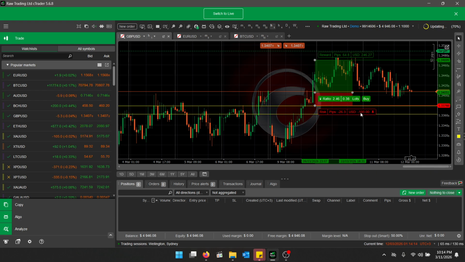And still I'm risking $100, but because I've reduced the distance, the pips, now the lot size has increased to 0.38, but my reward has also increased to 246.27. And using these two, the pips are also calculated.